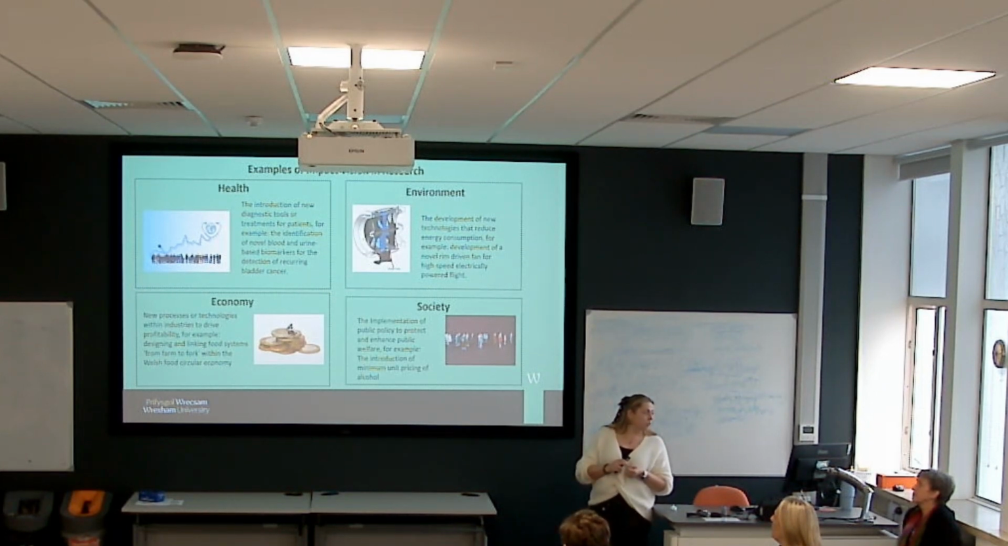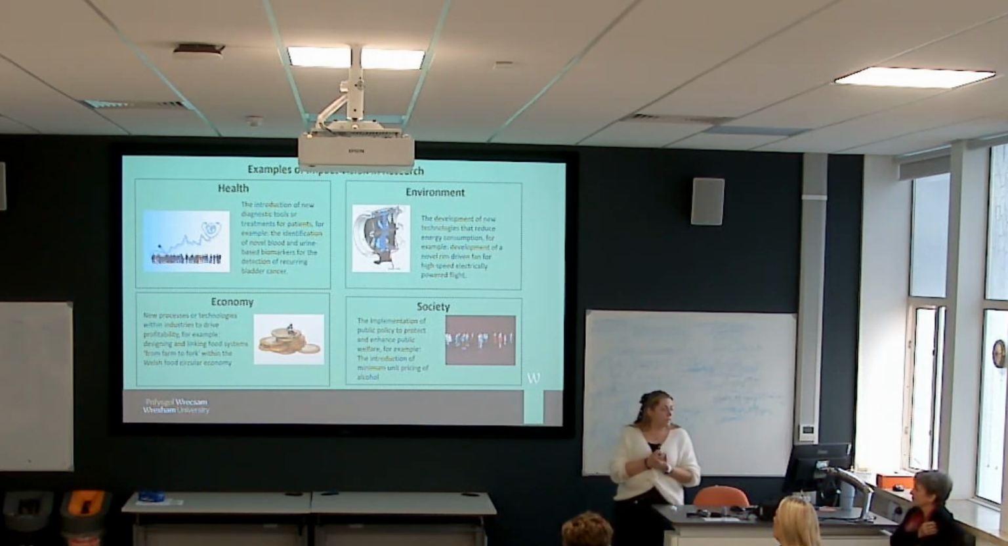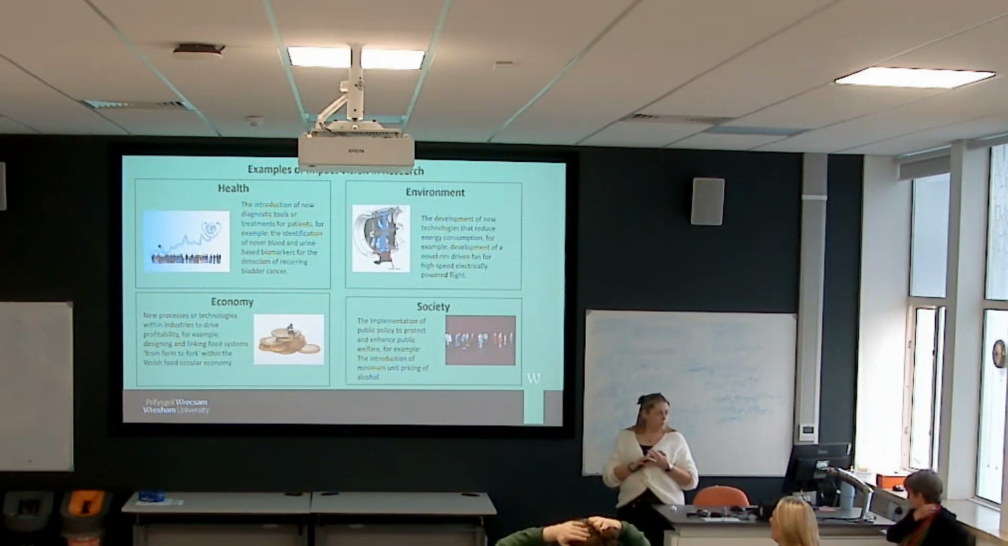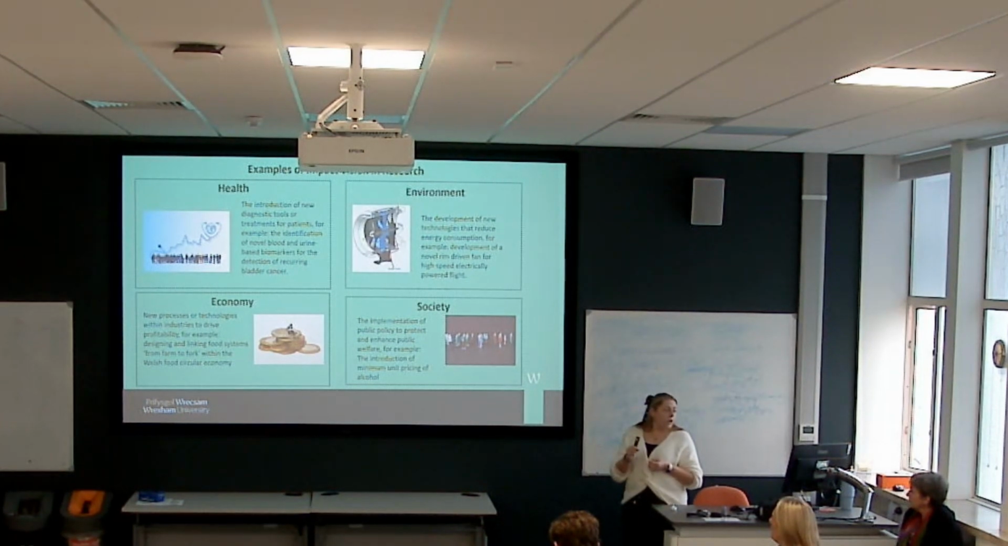So some of the examples that we've got within health, which I think is your area, Thomas, we were just talking about, the introduction of diagnostic tools or treatments for patients. One of the examples from research across the university is a vision that's supporting some current research, which is the identification of novel blood markers and urine-based biomarkers for the detection of recurrent blood cancer. So it's understanding what it is that you're trying to achieve from that research that's beyond the academia.